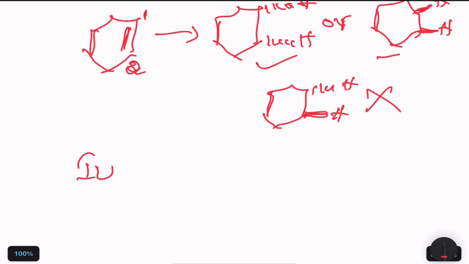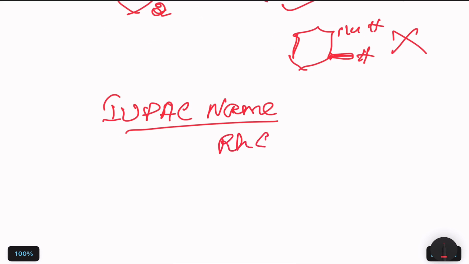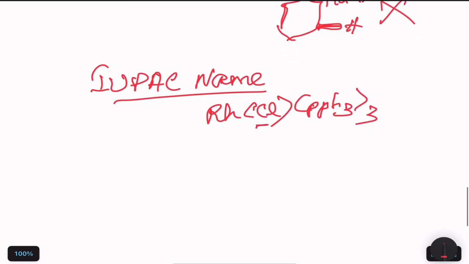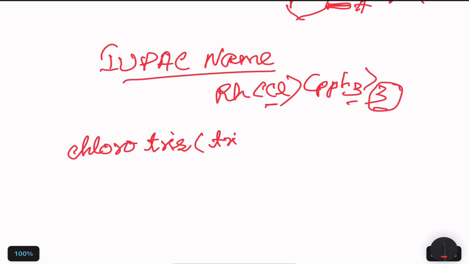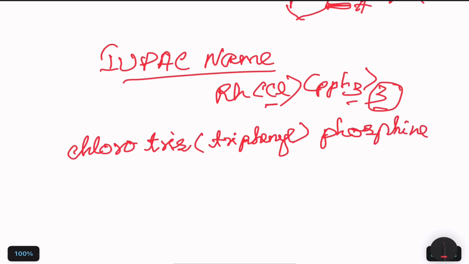Then move on to the IUPAC name, which is very important. In this rhodium catalyst, one chlorine is present, and three triphenyl phosphine. Chlorine starts with C, and for triphenyl phosphine, phenyl starts with P. C is first alphabetically, so first we write the ligands in alphabetical order: chloro, and then triphenyl phosphine, which is present 3 times. So we cannot write triphenyl phosphine; instead we have to write tris(triphenylphosphine). This is the correct way to write it.